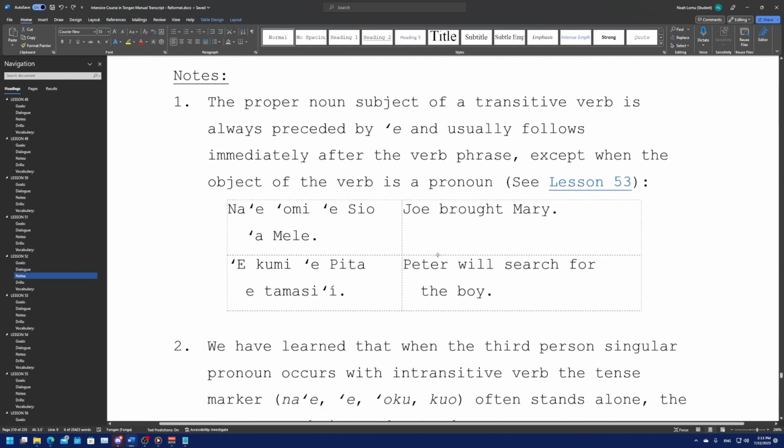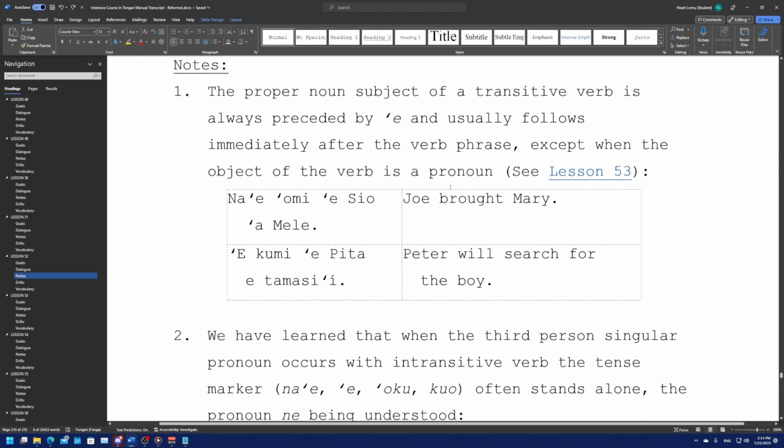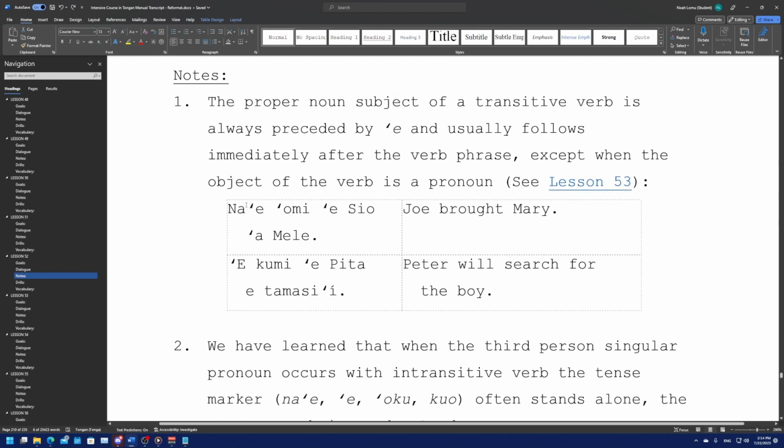All right. Okay. The proper noun subject of a transitive verb is always preceded by a marker and usually follows immediately after the verb phrase, except when the object of the verb is a pronoun. So here's some examples of what that means. Nai ome esio amele.